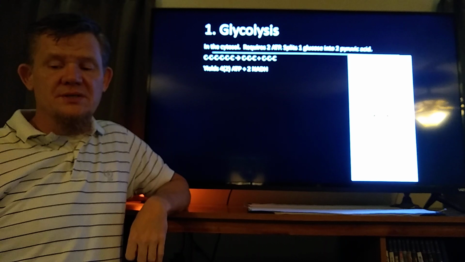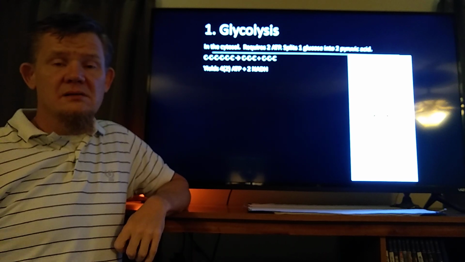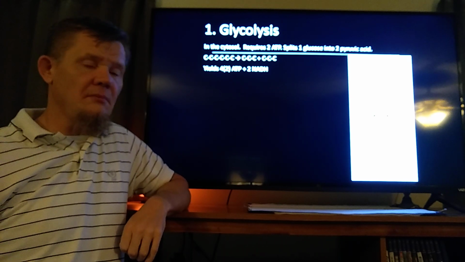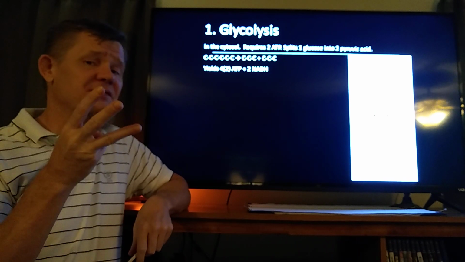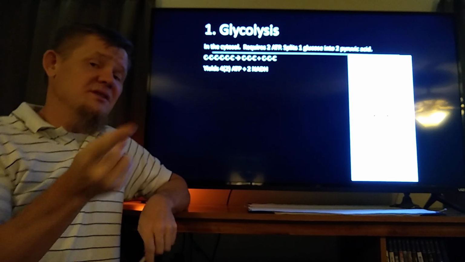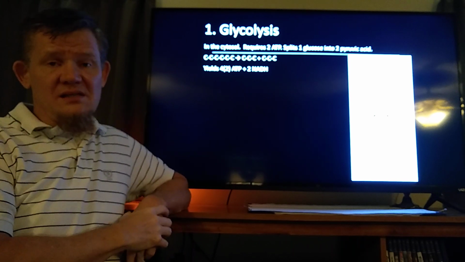Welcome back to Chapter 6. We're talking about cellular respiration. When we introduced this chapter, we said that cellular respiration takes place in 3.5 steps. This is the first step, called glycolysis.